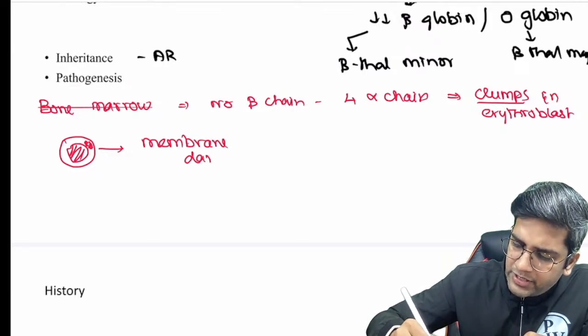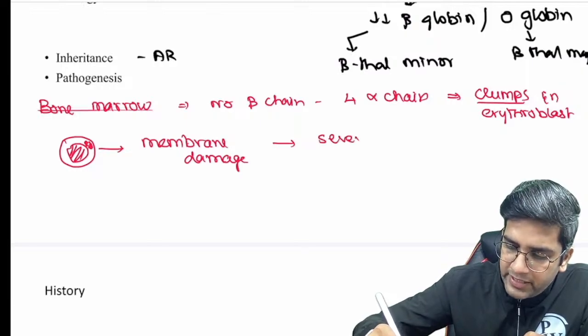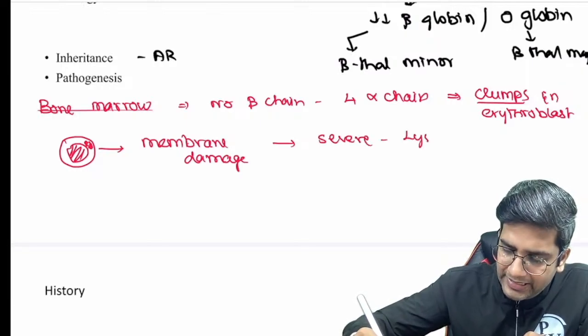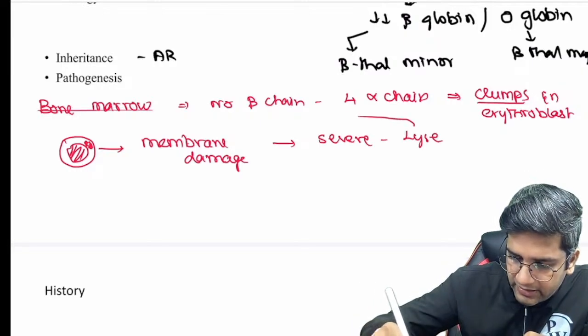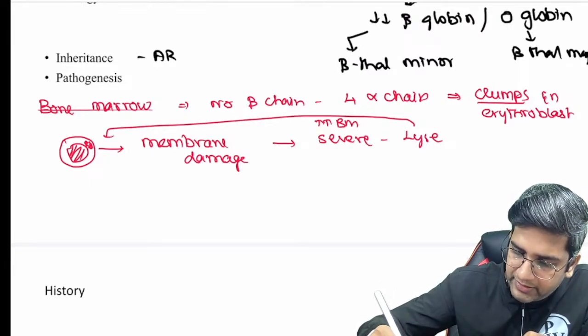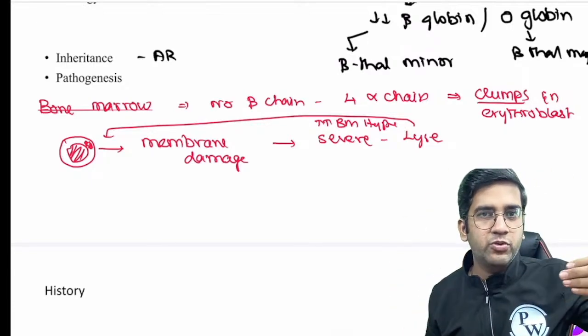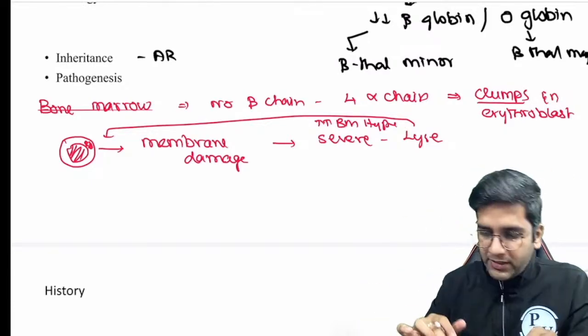So once there is membrane damage, there are 2 outcomes for every membrane damage. If it's very, very severe membrane damage, it will lyse the entire cell. Once it lyses the entire cell, automatically you'll have bone marrow having hyperplasia. You can write that as well here. Okay, I am writing horizontally. Please write vertically. It will be much neater and it will occupy less space also, right?